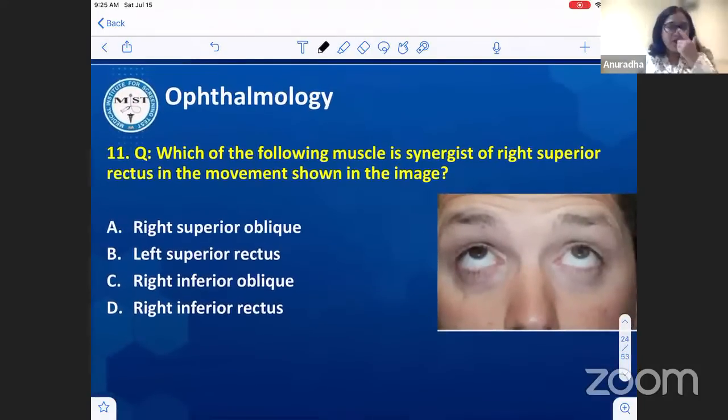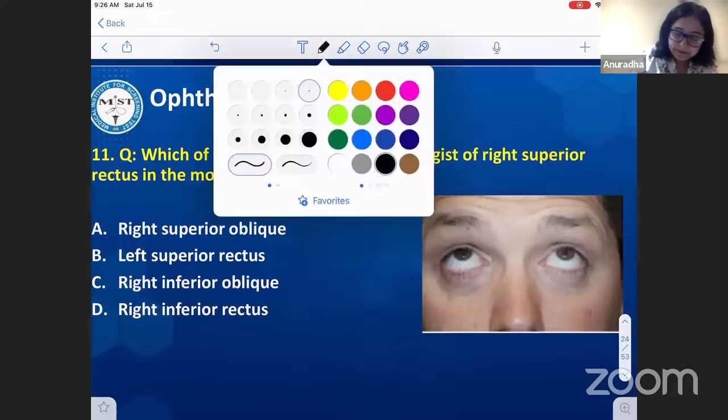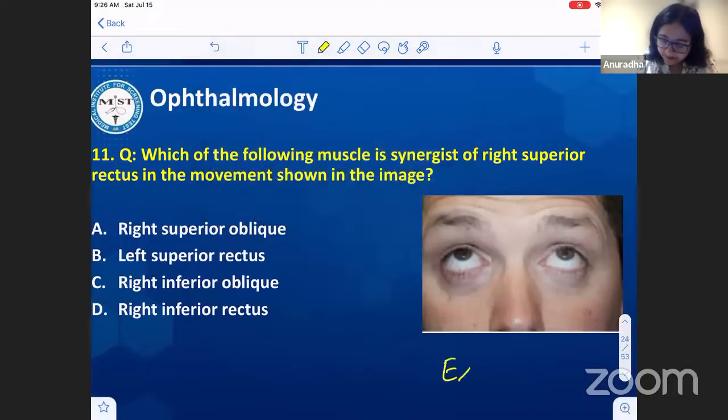Moving on to the next question, a straightforward question. Which of the following muscles is the synergist of right superior rectus in the movement shown in the image? So first of all, what is happening in the movement? Both eyes are looking up. So which is this movement? That is elevation. This is elevation of the eye.